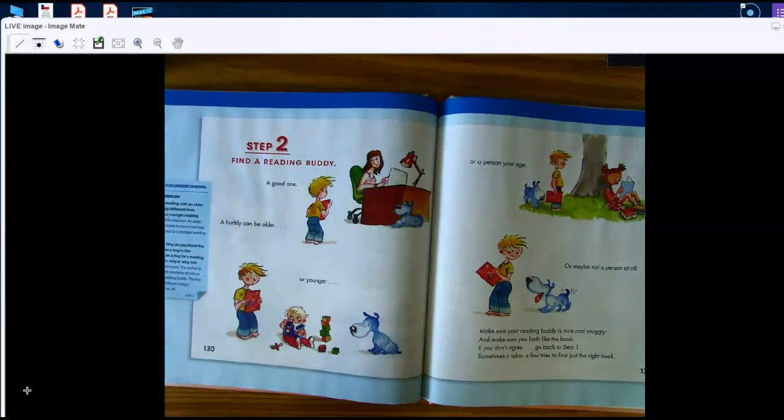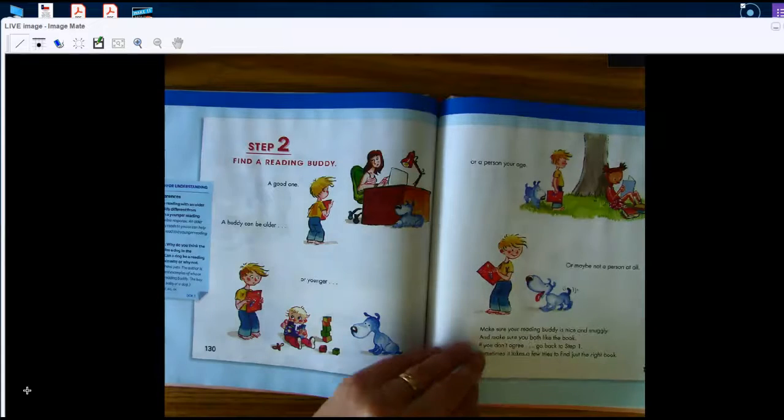Or 130. Step 2. There it's telling me now I'm on step 2. Tell me the order. Find a reading buddy, a good one. A buddy can be older or younger, or a person your age, or maybe not a person at all. Make sure your reading buddy is nice and snuggly, and make sure you both like the book. If you don't agree, he's telling me, go back to step 1. What was step 1? Find a book. So if you don't agree, you got to go back and find a new book.